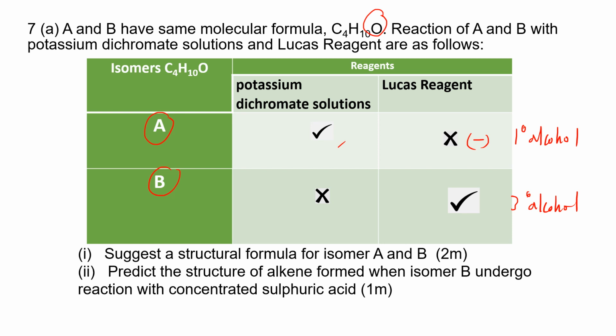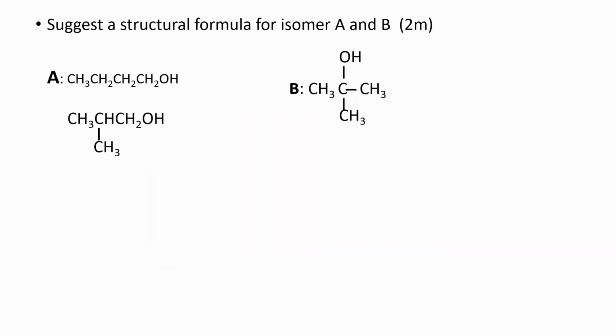Okay, now we look at question 1. Suggest a structural formula for isomer A and B. This is the structure for question 1. Question 2, predict the structure of the alkene formed when isomer B undergoes reaction with concentrated sulfuric acid. Now we look at the answer for structures A and B.